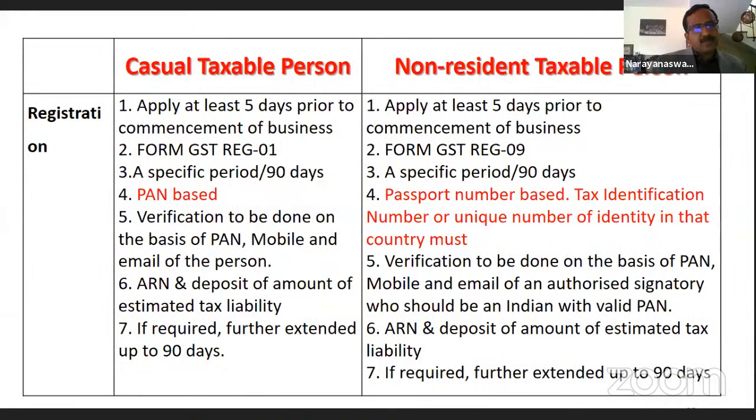There is also a concept called casual taxable person and non-resident taxable person. Just for you to be aware, so that you can read up subsequently. What is the difference between the two? Casual taxable person is the person who resides in India, citizen of India, and he has got certain business in one state but doesn't have it in other state.